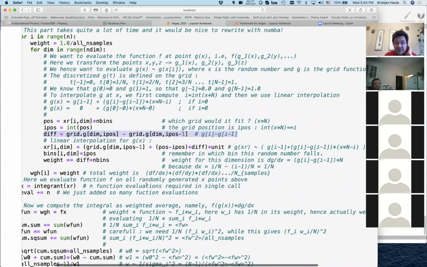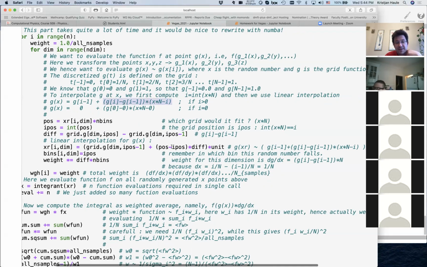Then we can write down the linear interpolation. So linear interpolation is going to be this difference which we just evaluated, gi minus 1, times this pos minus I pos, which is here x times n minus I, isn't it? So once more, pos was evaluated above as x times n. You see this is x times n here. So this pos is exactly the same as this x times n. Then I pos here is exactly the same as I. So we're putting this pos minus I pos as being x of n minus I. Then we multiply this thing with g of I, gi minus 1.